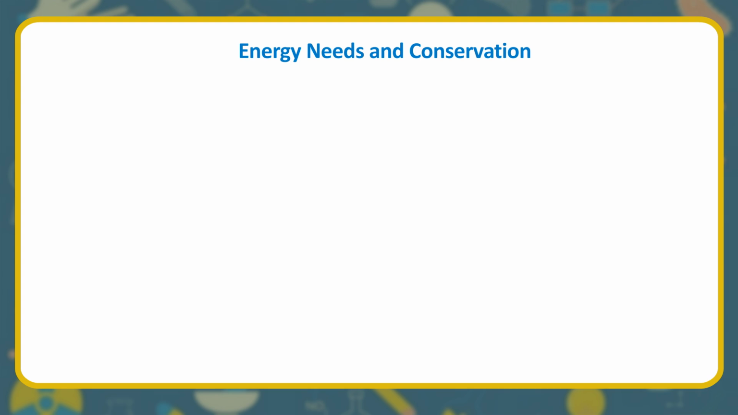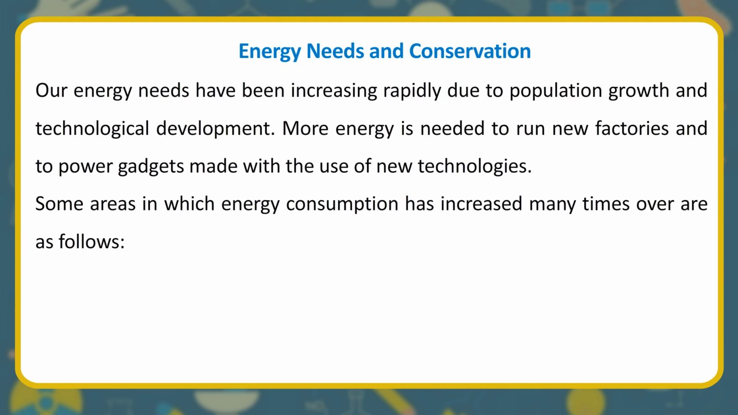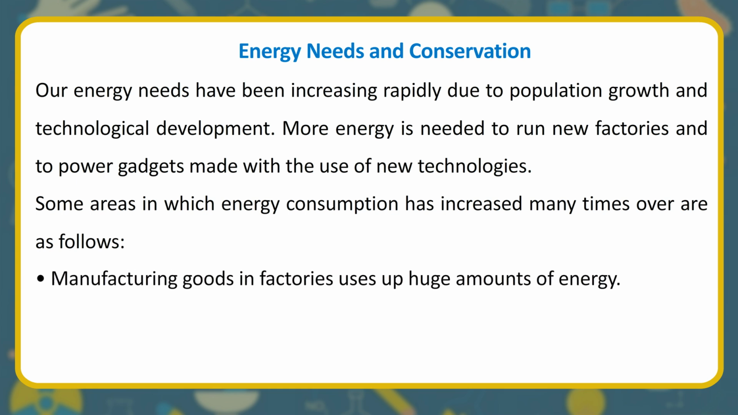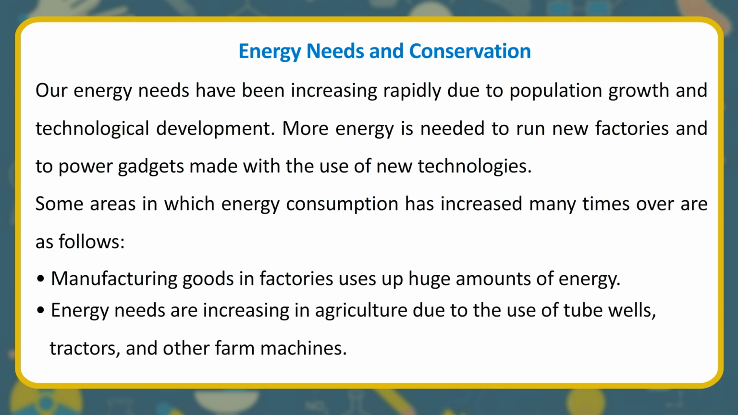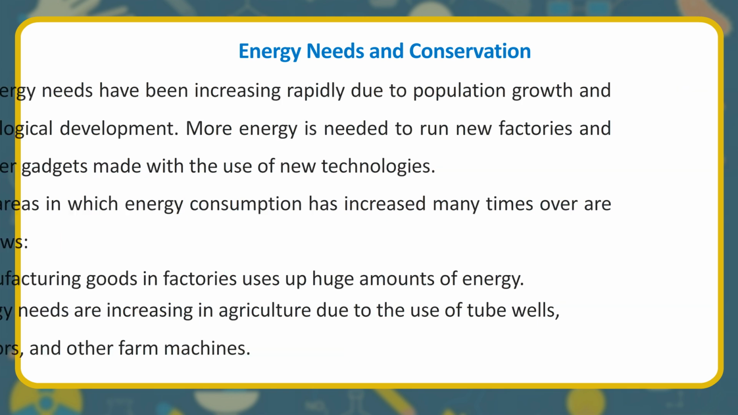Energy needs and conservation. Our energy needs have been increasing rapidly due to population growth and technological development. More energy is needed to run new factories and to power gadgets made with the use of new technologies. Some areas in which energy consumption has increased many times over are as follows. Manufacturing goods in factories uses up huge amounts of energy. Energy needs are increasing in agriculture due to the use of tube wells, tractors, and other farm machines.